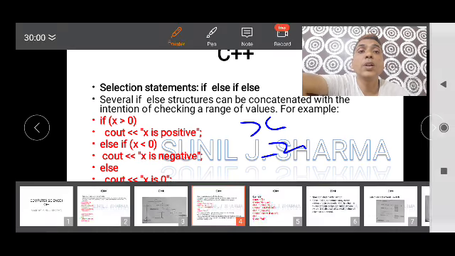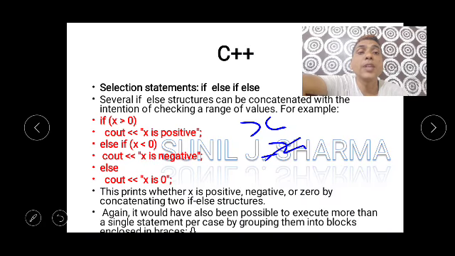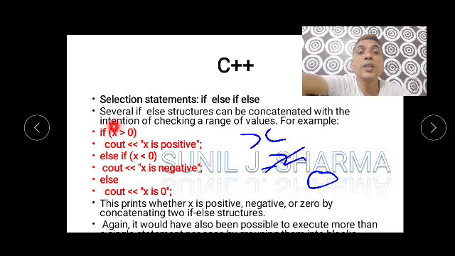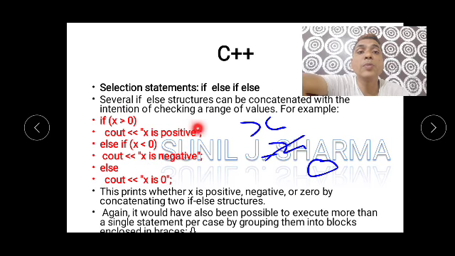But suppose in the last case, x is 0. So what will happen? X is greater than 0, not possible. So this statement will not get executed.